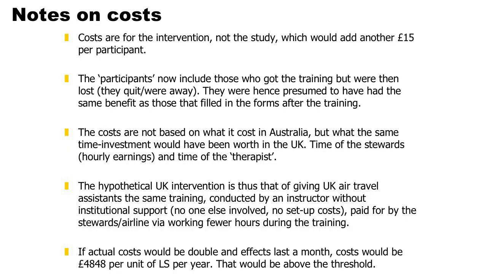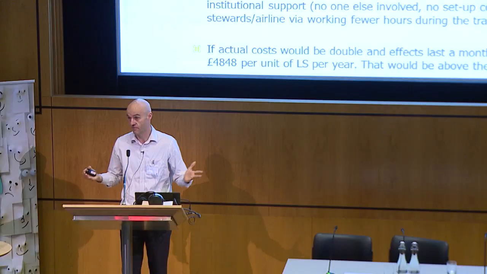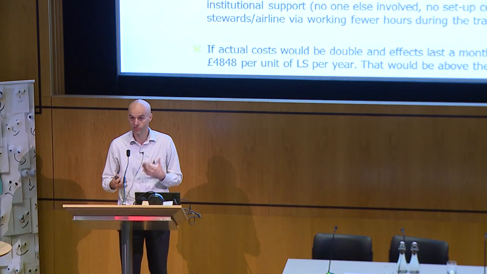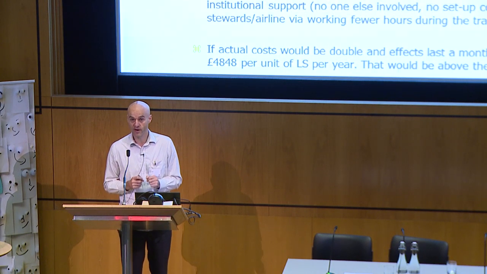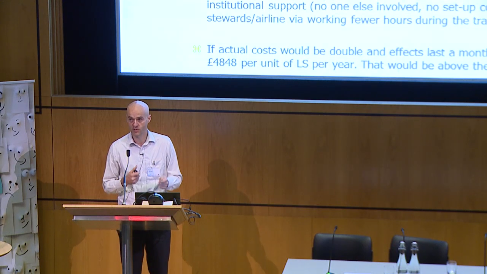Now, notes on the cost here. The costs are for the intervention, so not for the study, but that wouldn't add so much. And the participants, note that these now include some people who got the training but were then lost, i.e. they quit, right? Because some of those didn't actually fill in the questionnaire, but they're still presumed to have had the same benefit of it. So you're making assumptions on, well, what happened to the people who ran away from the study before I had a chance to measure what the effect on them was? You're going to have to make an assumption, and the assumption they made is that it would have been the same cost effectiveness for them. Furthermore, these costs are not based on what it costs in Australia. It's again what it would cost in the UK to put the same amount of time into these flight stewards.